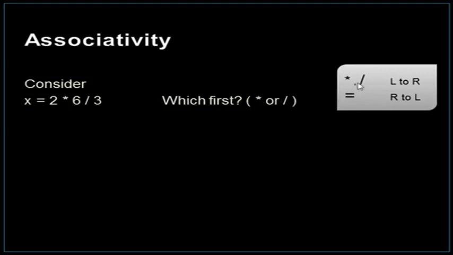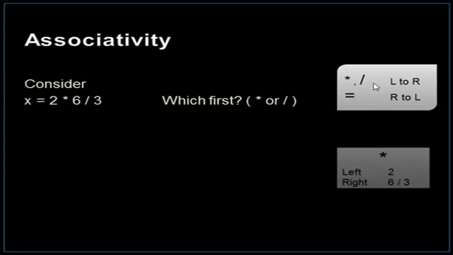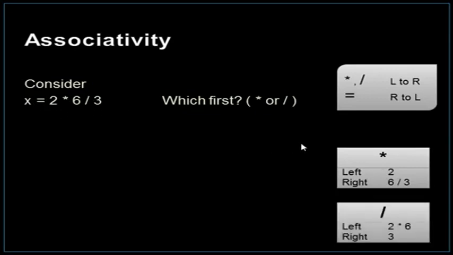Now the associativity of multiplication and division is left to right. Now you must be wondering how associativity will help us. Let us take each operator and list its left operand and right operand. If we take multiplication, the left is 2 and the right operand is 6 by 3. If we take the division operator, the left is 2 into 6 and the right is 3, right?